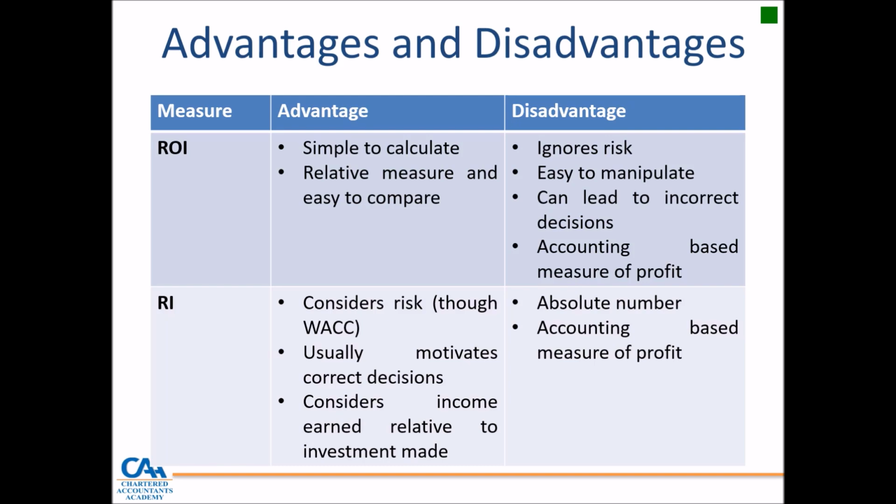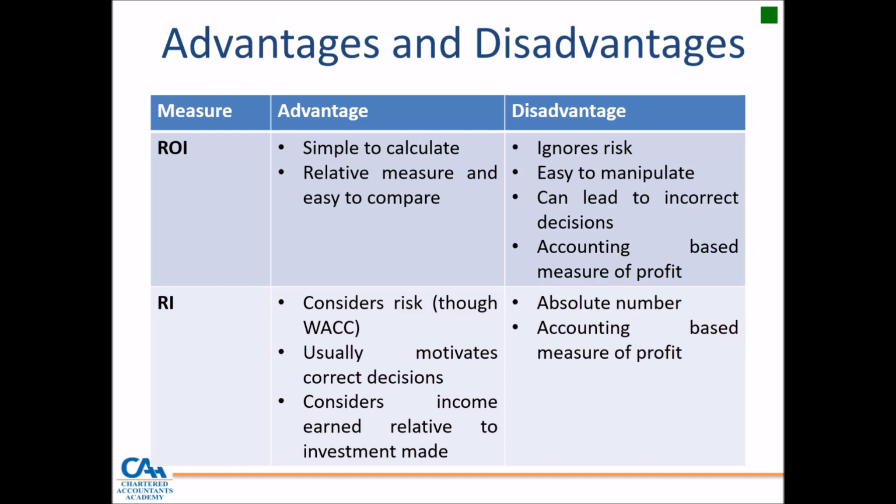And as it is an accounting-based measure of profit, this supports how it is easy to manipulate. Now let's move on to residual income. For residual income, the formula is our controllable contribution less my weighted average cost of capital multiplied by controllable investment. So the advantage is it considers risk, that is through the weighted average cost of capital.